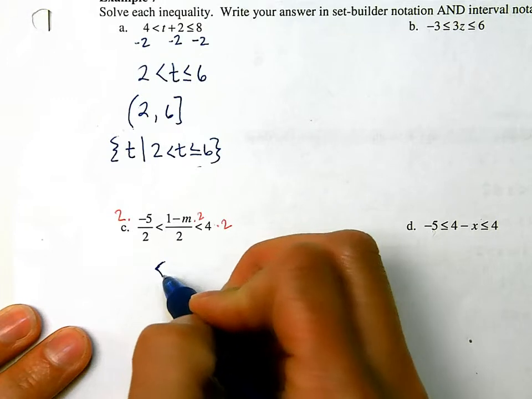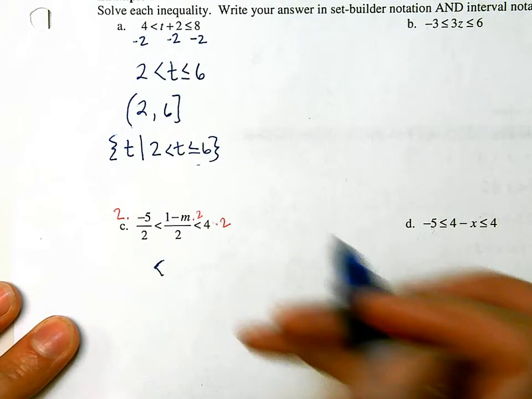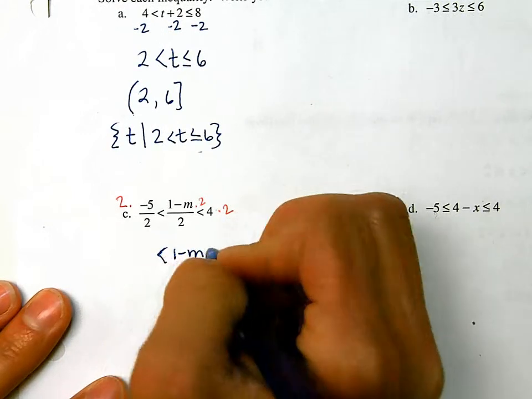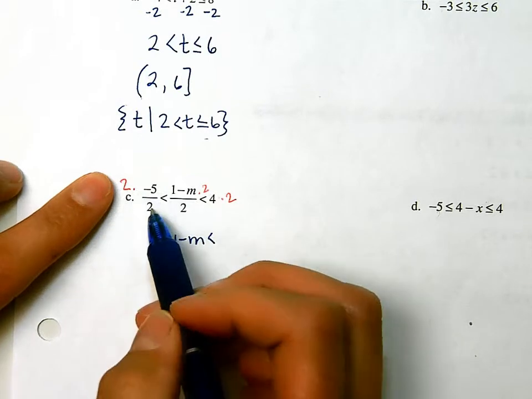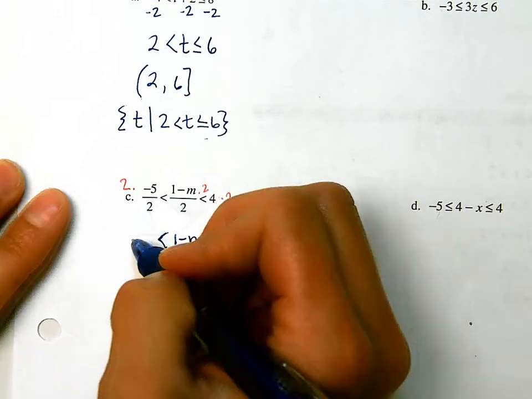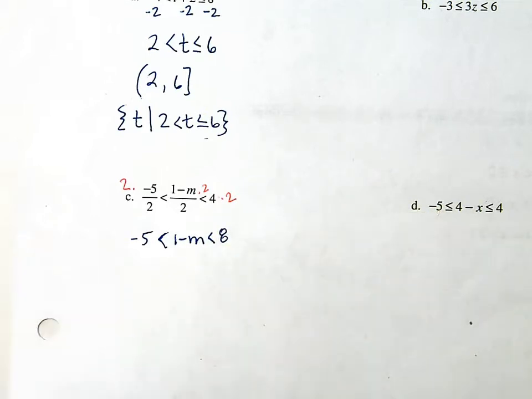So on the inside, when we multiply by 2, what are we left with? The 1 minus m. And on the left, we're left with 2 divided by 2. Those cancel out, leaving us with negative 5. And on the right, 4 times 2 is 8. We're not done. We got to get that m by itself. What's the next step?